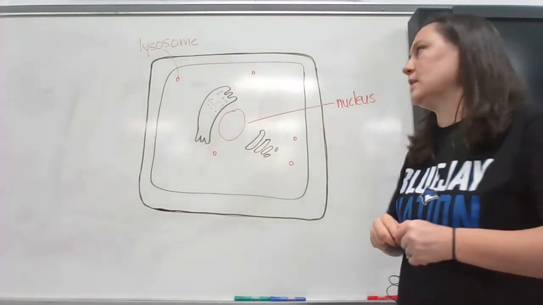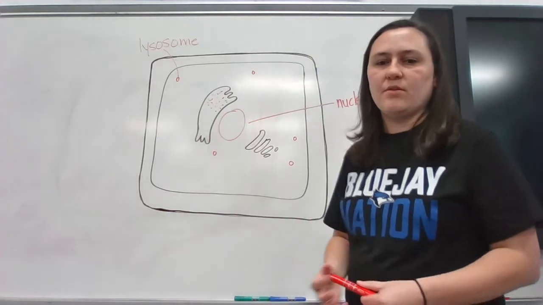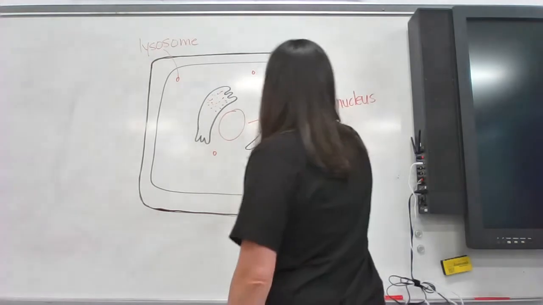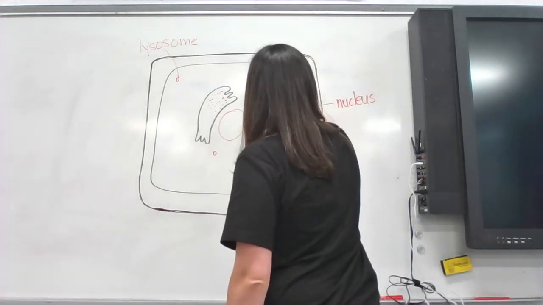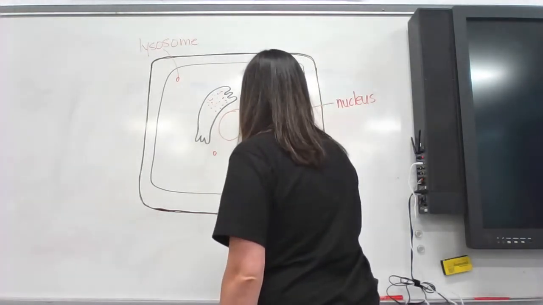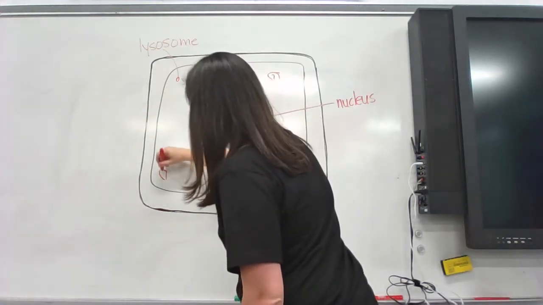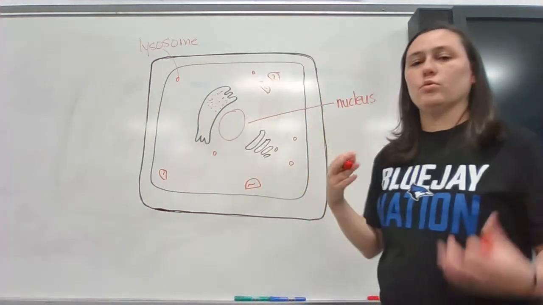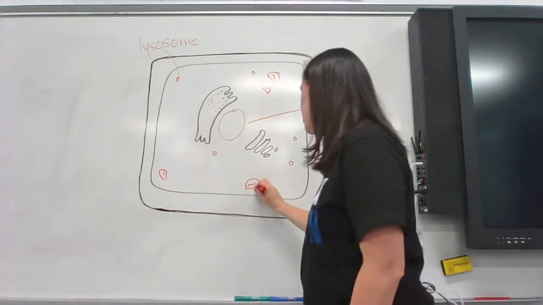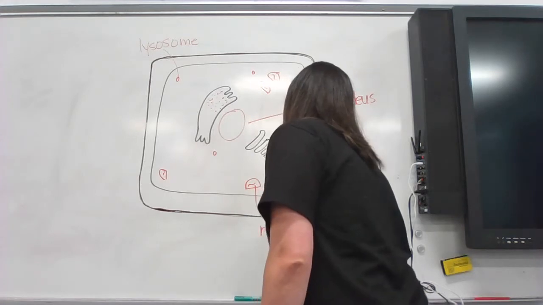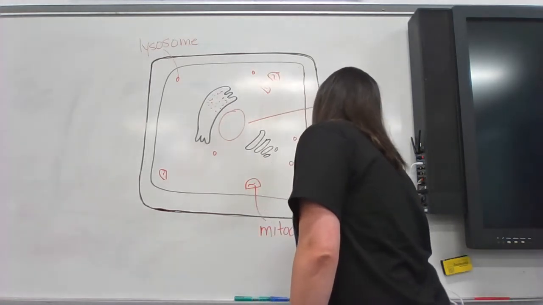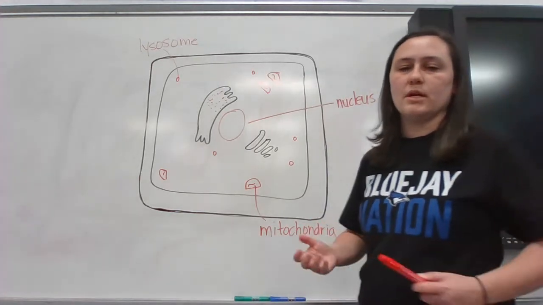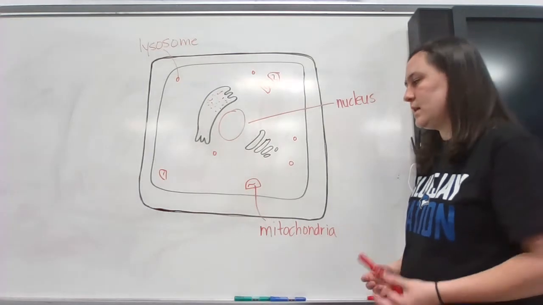They get rid of any kind of waste or unwanted things that may find their way into the inside of the cell. We also have here and here and here, here. Those little weird shaped things, which we call the mitochondria. And remember, those are the organelles inside the cells that turn food into energy.